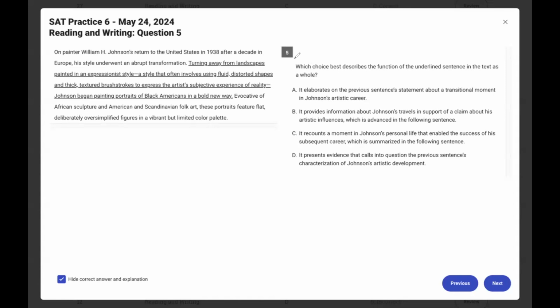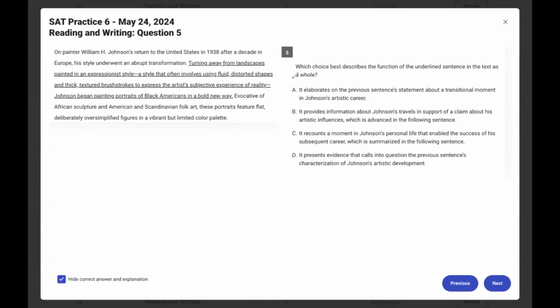Which choice best describes the function of the underlined sentence in the text as a whole? So these types of questions can be a little more challenging than overall purpose questions because you have to understand what's happening in the passage, plus what the underlined sentence's role is in that passage. Why is that underlined portion there, in other words?